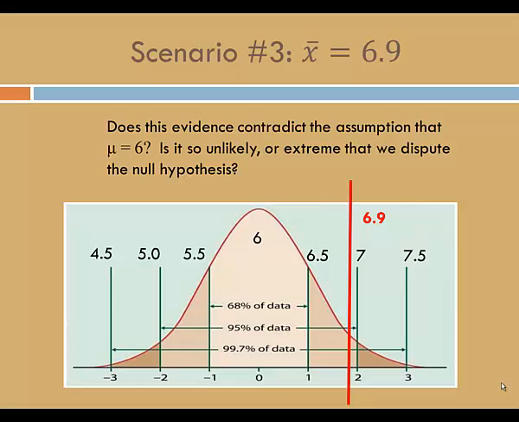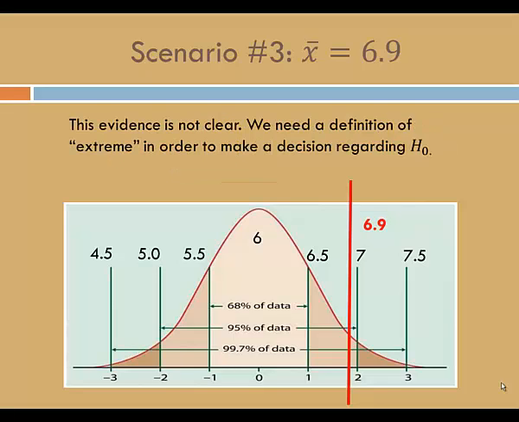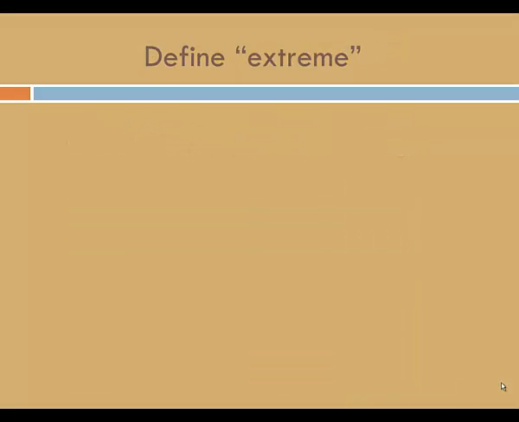In a third scenario, x bar is 6.9. Does this evidence contradict the assumption that mu is 6? Is it so unlikely or extreme that we dispute the null hypothesis? In scenario 3, the evidence is not clear. We need a definition of extreme in order to make a decision regarding H0. How do we define extreme?